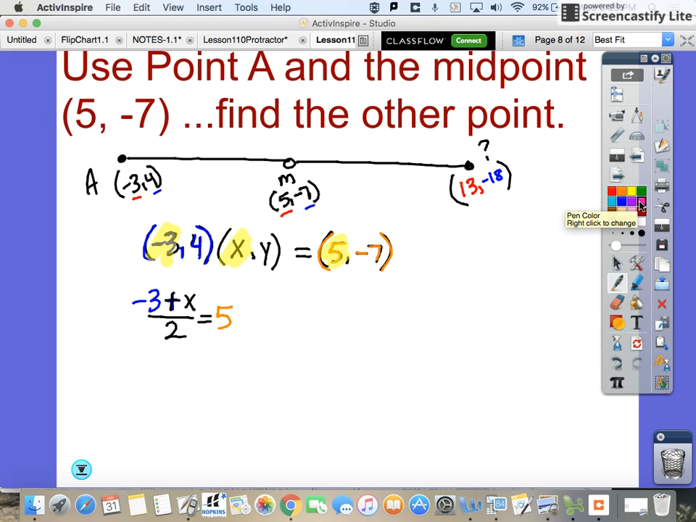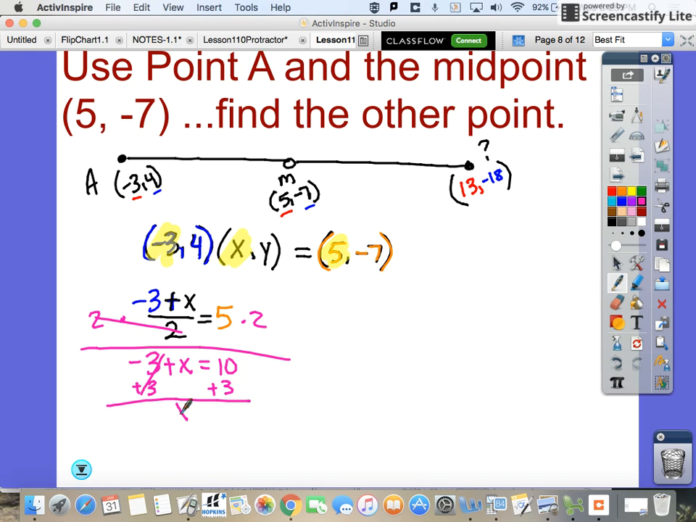Then from here, same steps. Multiply by 2. We get -3 plus x equals 10. Plus 3, plus 3, x is 13.